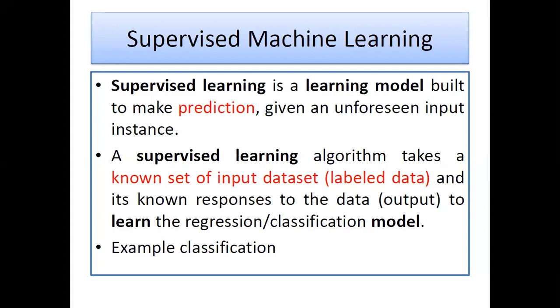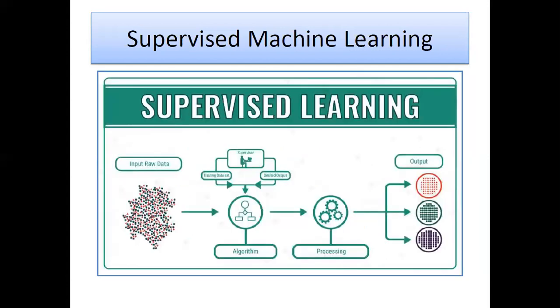It takes a known set of input data, labeled data, and its known response to the data to learn the regression or classification model. We'll not discuss regression today. We'll discuss classification. So you are classifying into pre-decided classes. We'll see more in detail about supervised learning.